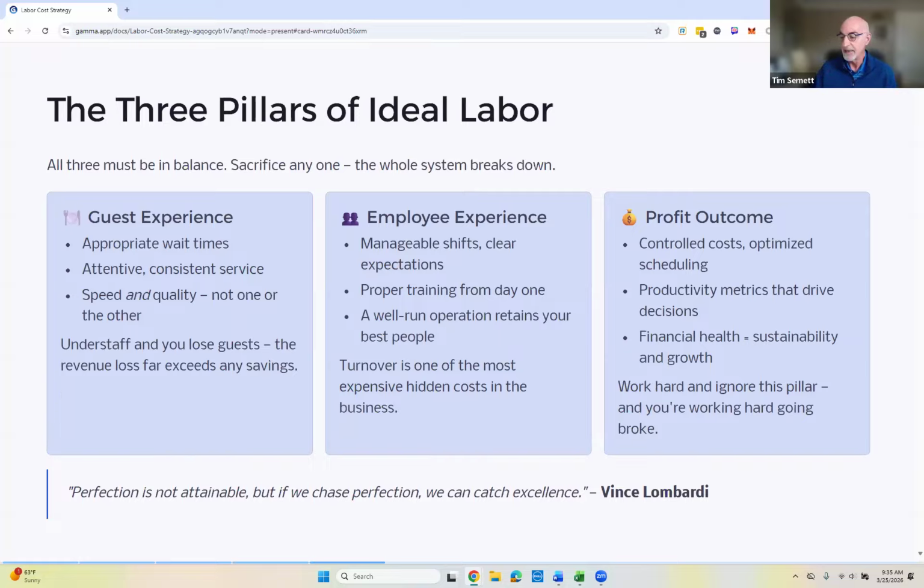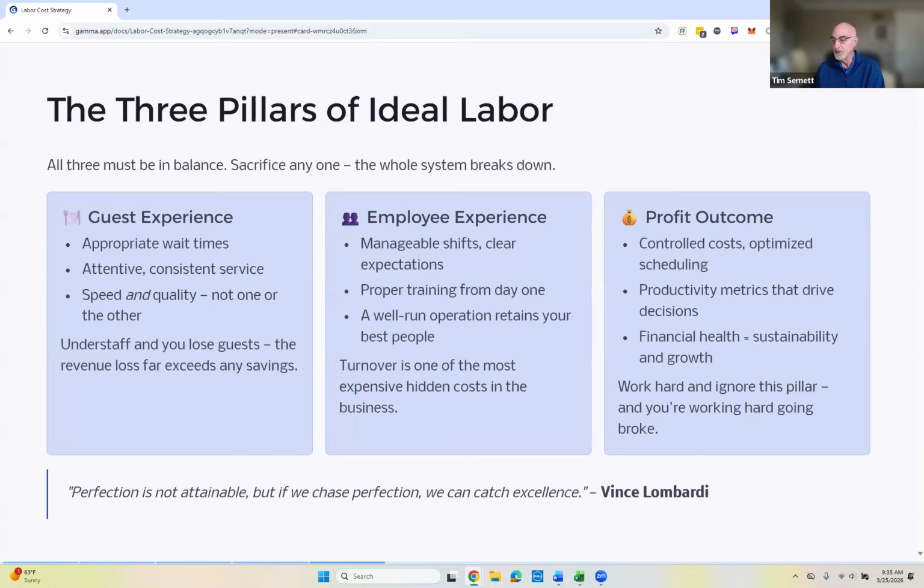They leave when they feel chaos. And then profit outcomes. That has to be a main pillar. Controlled labor costs, optimized scheduling, productivity metrics. This is where the discipline lives, but it can't come at the expense of the other two pillars.